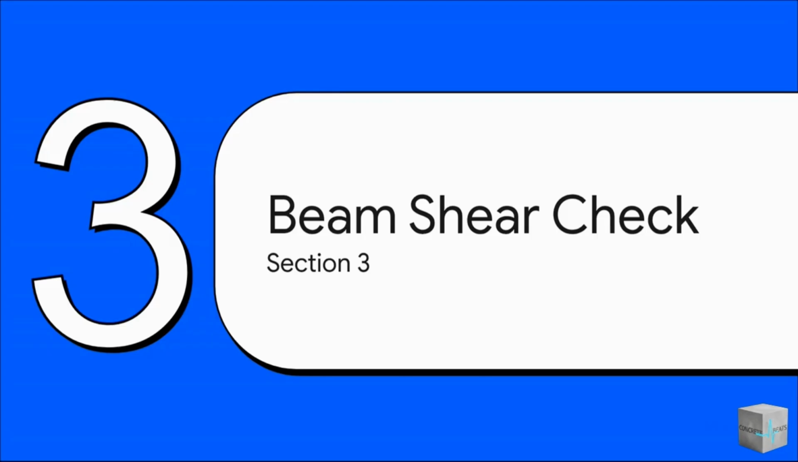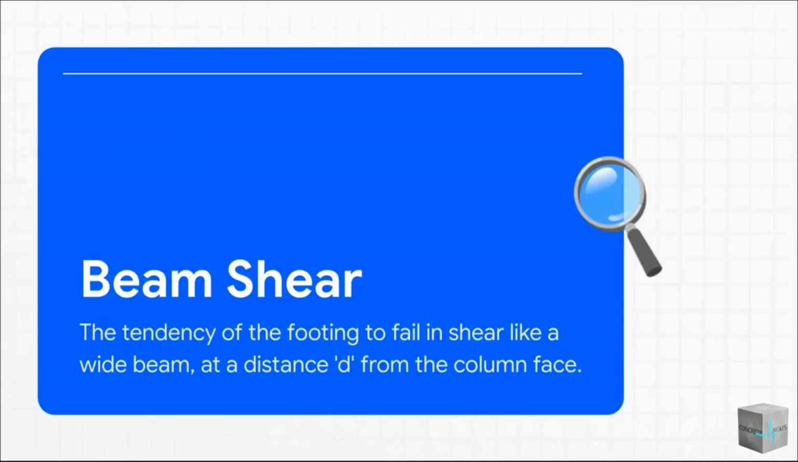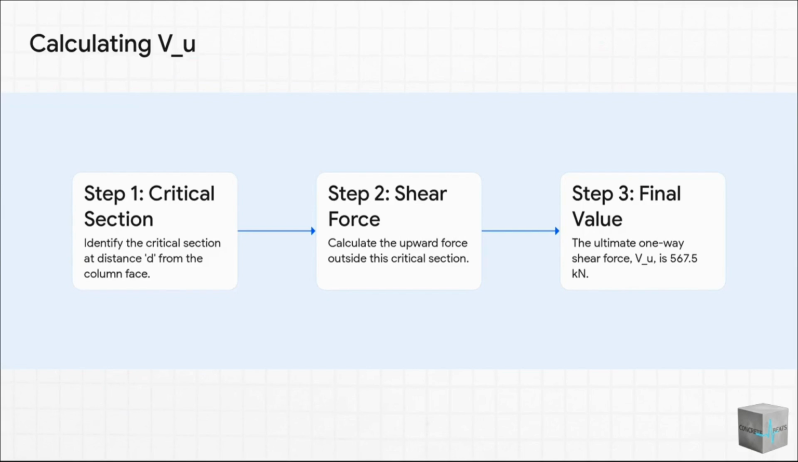Great. With punching shear out of the way, we can move on to the next potential failure mode, one-way shear, which we often call beam shear. For this check, I want you to think of the footing as a really, really wide cantilever beam that's sticking out from the face of the column. We need to make sure it's strong enough to resist a shear crack that could form at the most critical spot, which the code tells us is at a distance d away from the column. So, just like before, we need to find the ultimate shear, Vu.